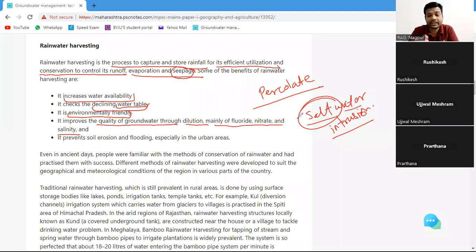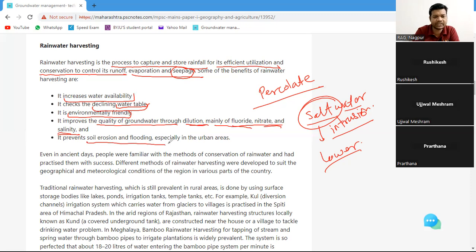If the groundwater is getting recharged with fresh water again, if such contaminated groundwater is treated with fresh water, what will happen? This salt content will be lowered and the groundwater quality will be improved. This process is called dilution. So fluoride, nitrate, and salinity will be reduced drastically.